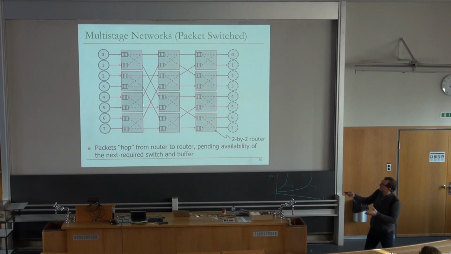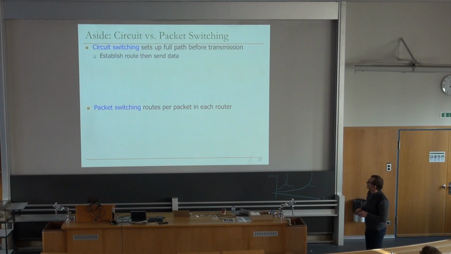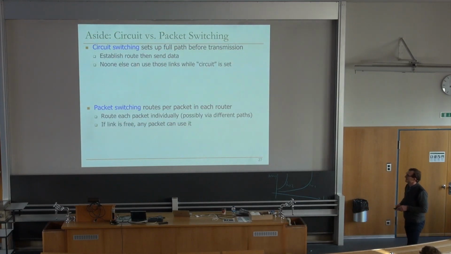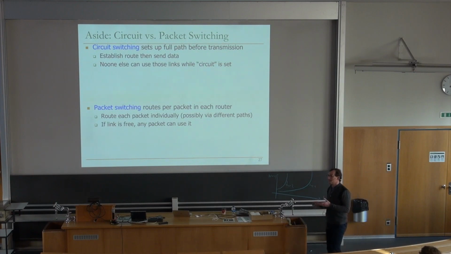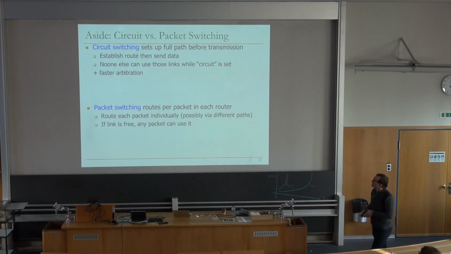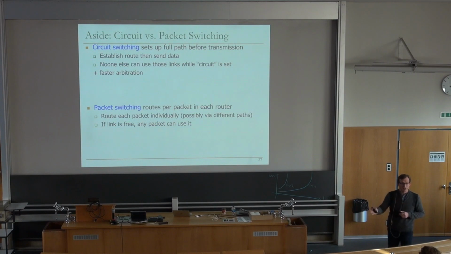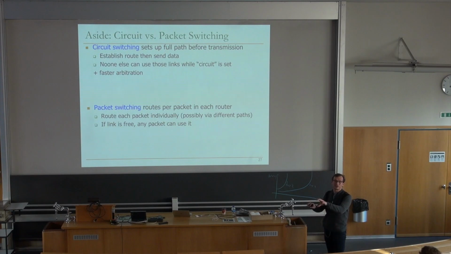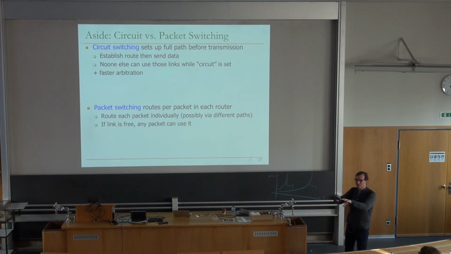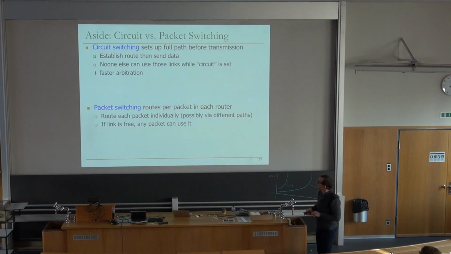But because you don't have path diversity, your routing is also simple. Okay. So I gave you another aside over here. So packet switching is more general because if a link is free, any packet can now use it. So the upside of circuit switching, you get faster arbitration. Once you set up the circuit, you know the input port is connected to the output port. You don't need to route after that point. Right? It's all connected, and basically the packet flows.